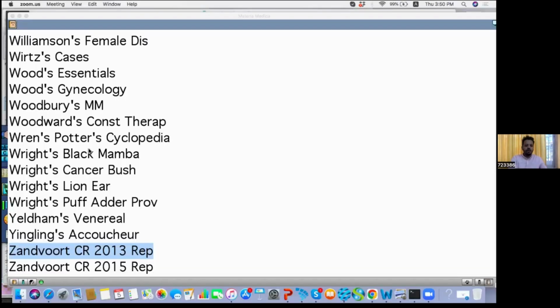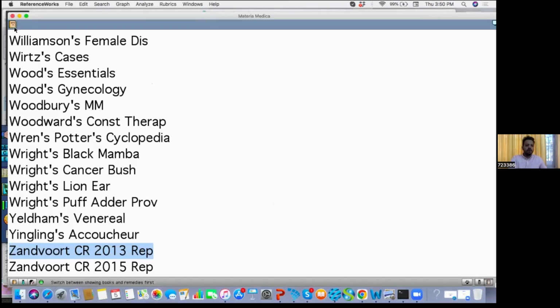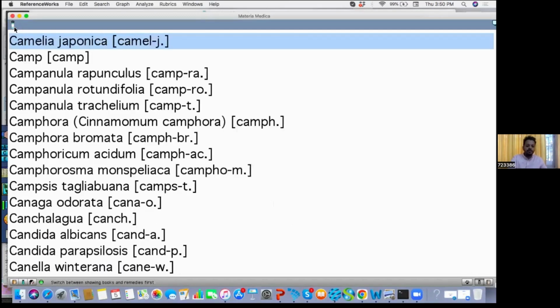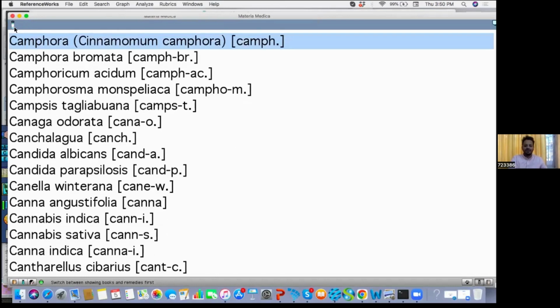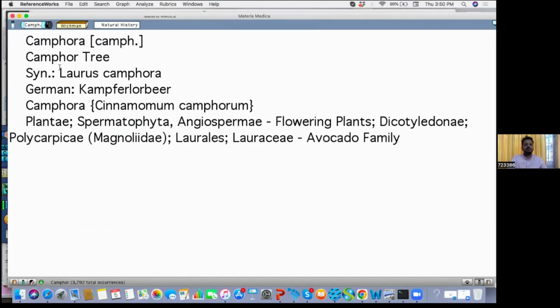So let's start a very, very interesting remedy today. We'll talk about the remedy which became very popular a couple of years back. We'll talk about Camphora, the drug picture of Camphora, or the inner patterns of Camphora.